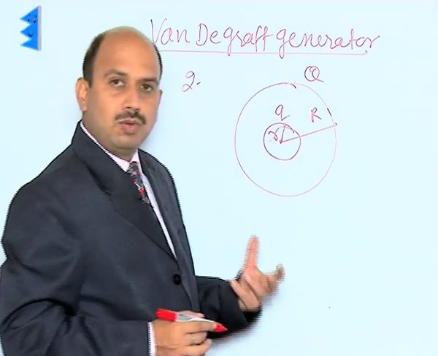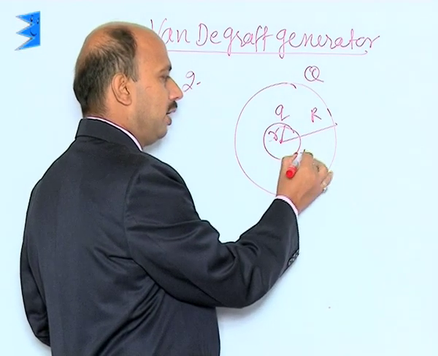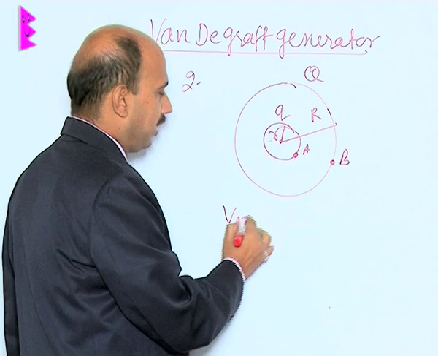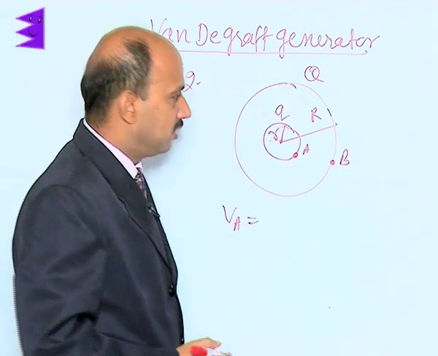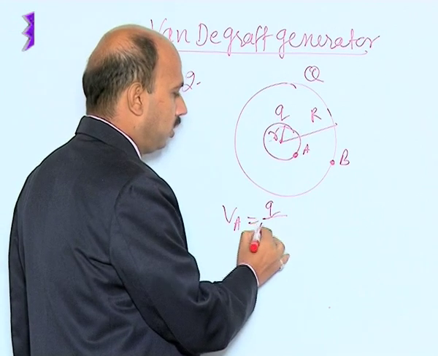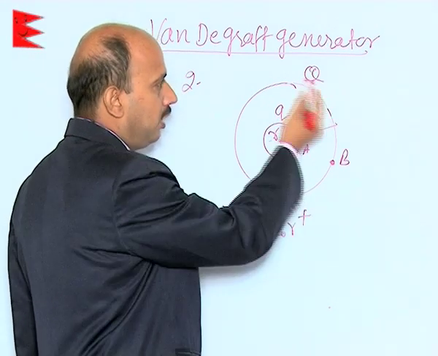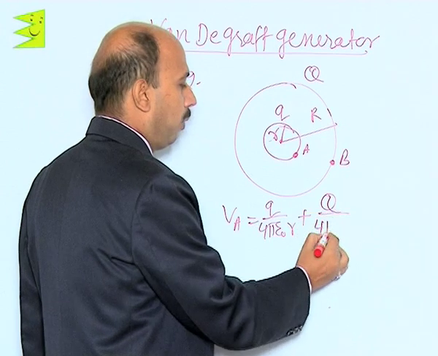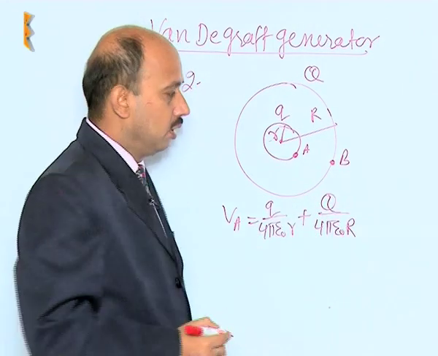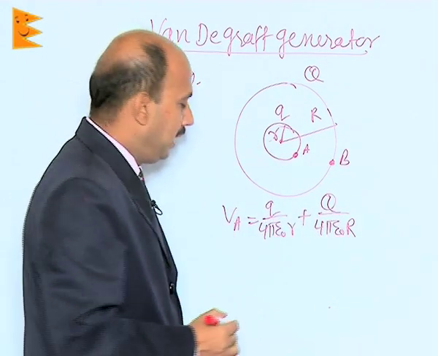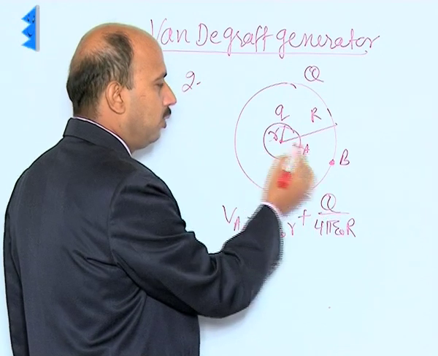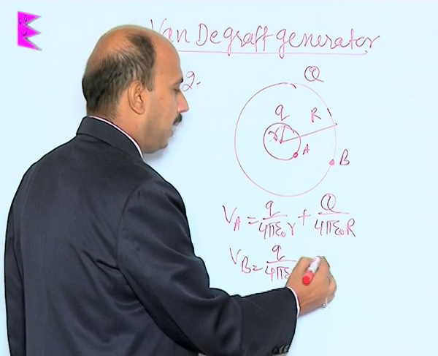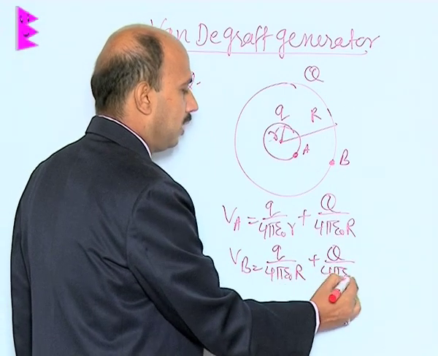Now, see, we calculate the potential at 2 points, one at point A, another at point B. Total potential at point A can be written V A is equal to potential due to this small spherical shell, that is q upon 4 pi epsilon naught r, plus potential due to the big spherical shell, that will remain constant throughout inside the shell, it can be Q upon 4 pi epsilon naught R. Then we can write total potential at B, that is V B is equal to potential due to the small spherical shell, that is q upon 4 pi epsilon naught r, plus Q upon 4 pi epsilon naught R.